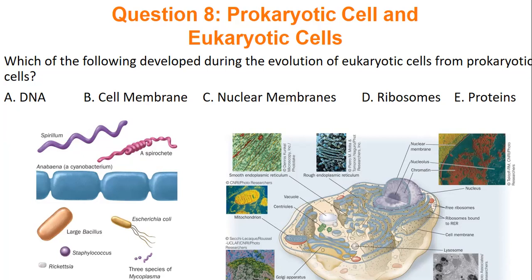All right, seems we have most people in. So let's take a look at this. DNA is the instruction guide for a cell. So we've always had that, so that's not it. The cell membrane surrounds the cell. So if you don't have a cell membrane, you don't have a cell. That's not it. Ribosomes make proteins. You can't have a cell without proteins. That can't be it. Therefore, E can't be it. So the correct answer is the nuclear membrane.